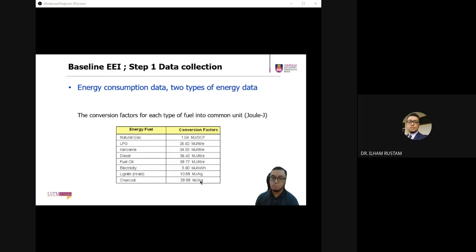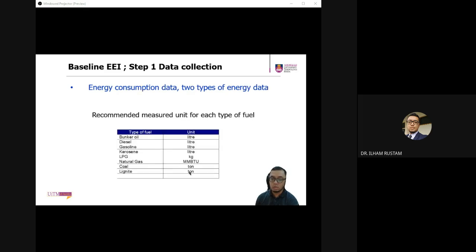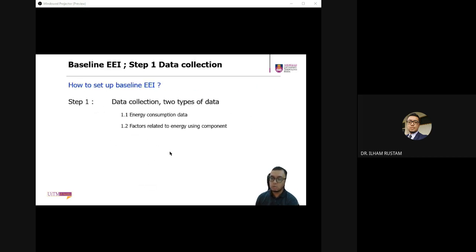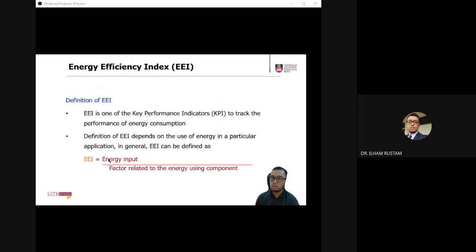28.88 megajoule per kilogram. And you have to remember this is in kilogram, so you have to convert tons to kilograms first, and only then you'll be able to multiply with 28.88, so that the unit will be in joule. So that later on, when you want to use this formula, for EI unit input, you can just plus. If here is ton and here is liter, you cannot plus.